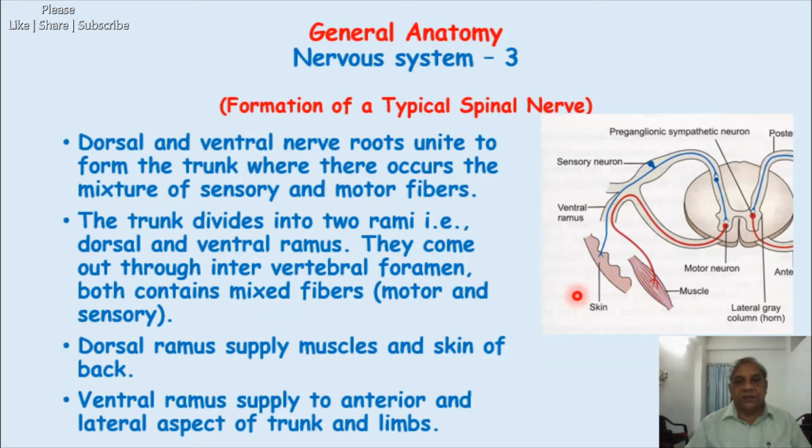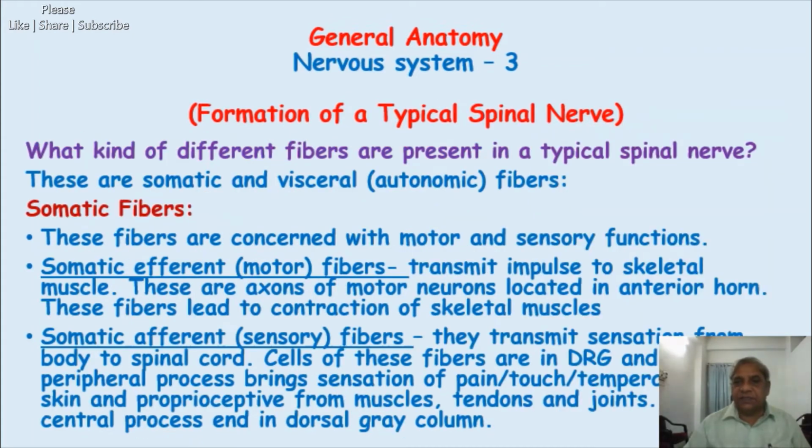So what you have learned in this slide is that the ventral root is motor, containing motor fibers, and the dorsal root contains the sensory fibers, but they come close to each other in the trunk, and then both the rami, ventral and dorsal, contain both types of fibers, that is motor and sensory. Okay, I'm moving to the next slide.